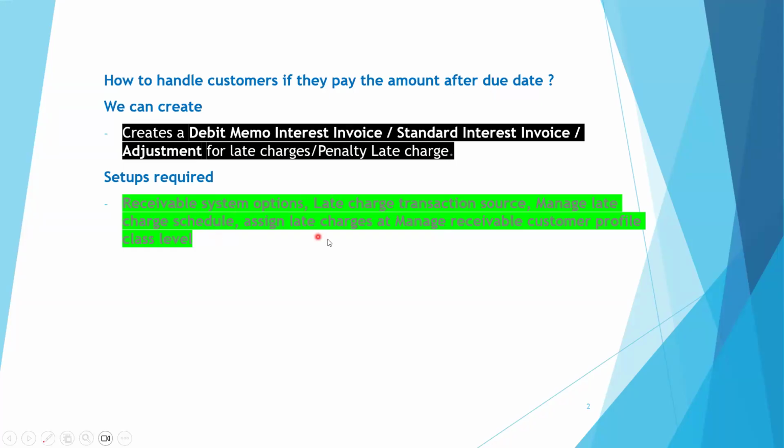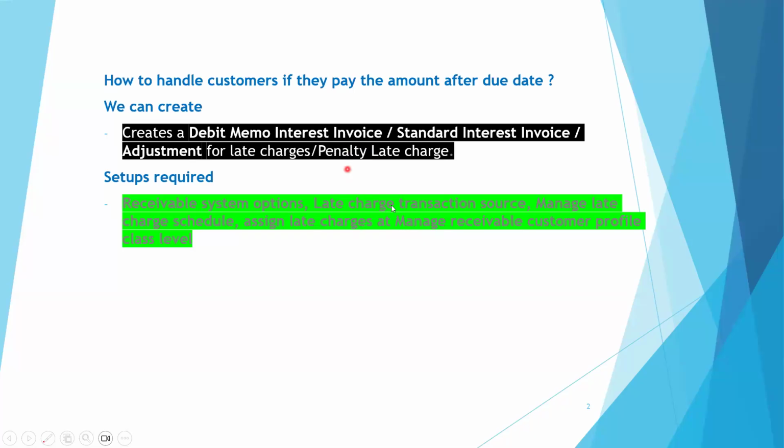Okay, then assign the late charge schedules to your customer profile class. This customer profile class you will assign to the customer. So while you are configuring the customer profile class, you need to select whether this penalty is adjustment type, or standard invoice or transaction type, how you want to trigger. Okay, you want to create a transaction type with a debit memo or standard invoice or adjustment, that you need to keep. And you can select the penalty charge schedule as well.